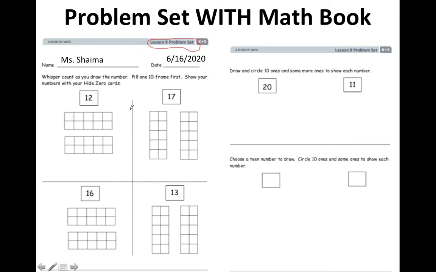Let's look at the direction. It says whisper count as you draw the number. Fill in the 10 frame first and show the numbers with your hide zero cards. If you don't have the hide zero card, that's okay.